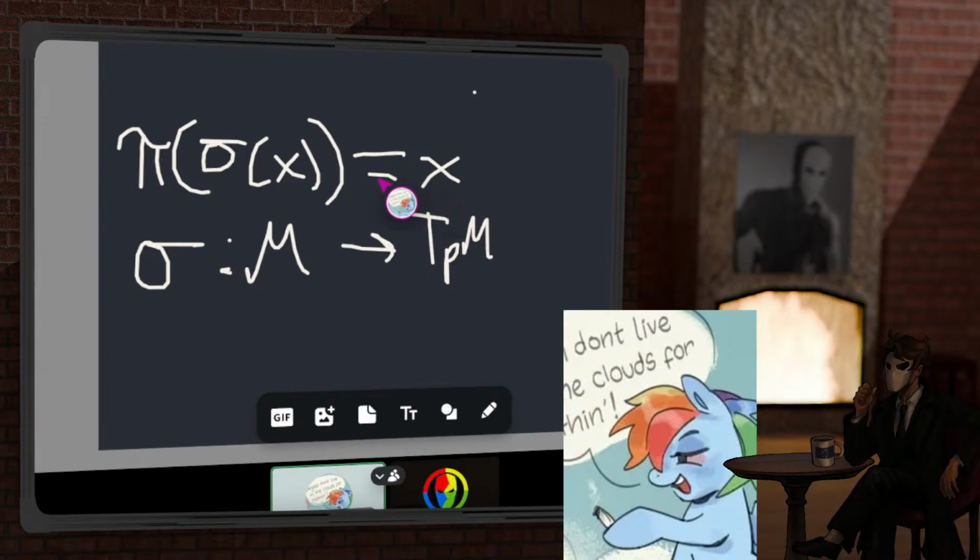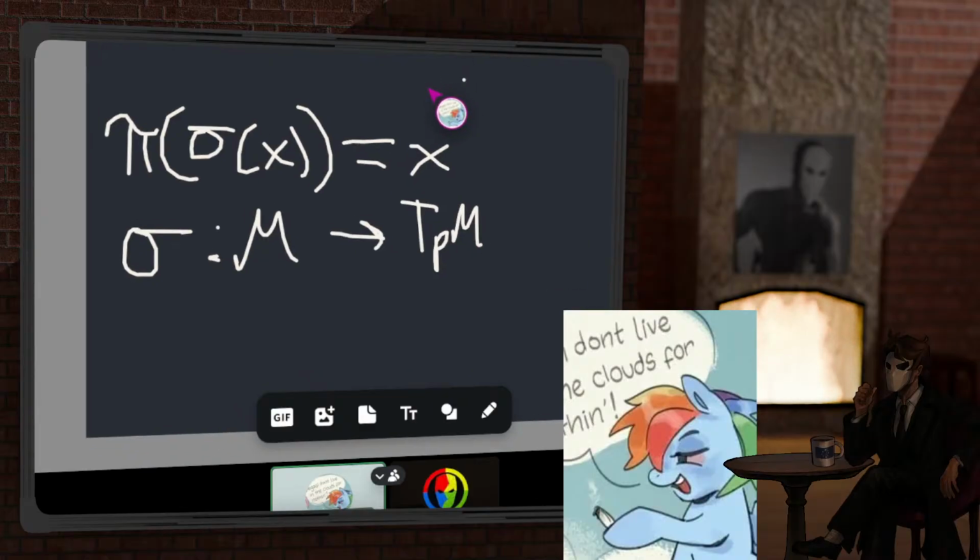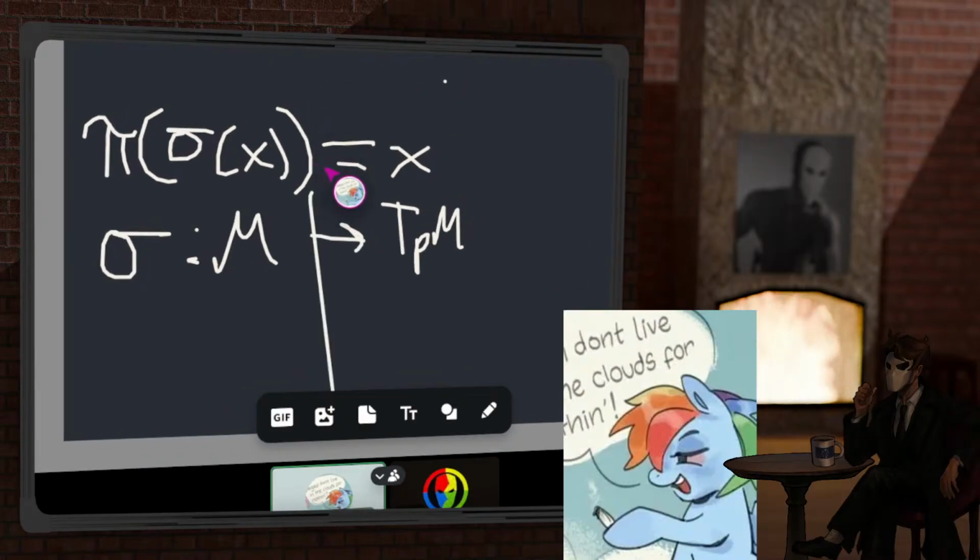Okay. And then a global section is what a vector field is.